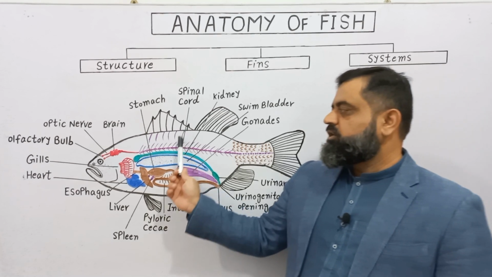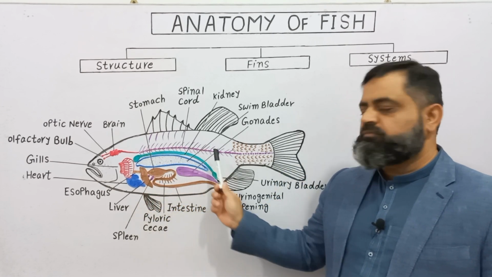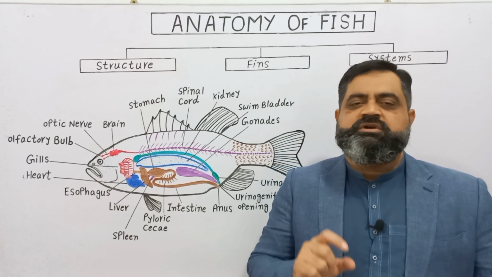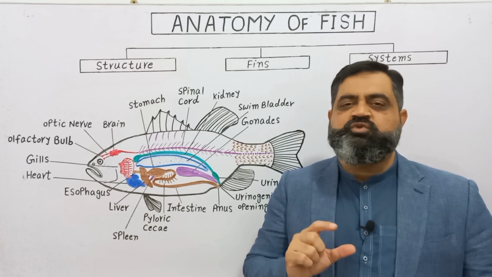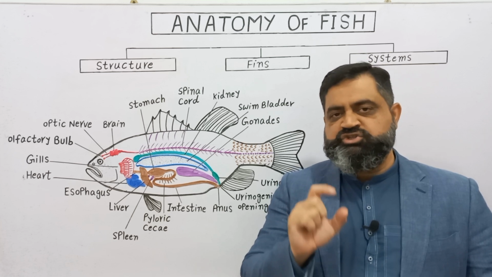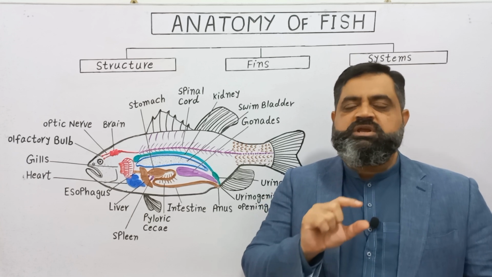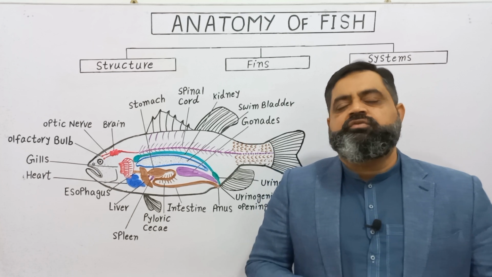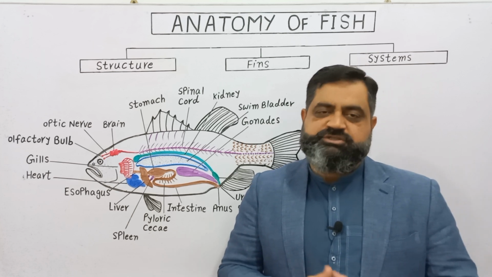If you look at the dorsal side of the fish, there is a vertebral column. The vertebral column, as you know, is made up of small bones which are known as vertebrae. These vertebrae have an arch in the center, a hole through which the spinal cord runs along the body. The number of vertebrae depends upon the species of the fish.